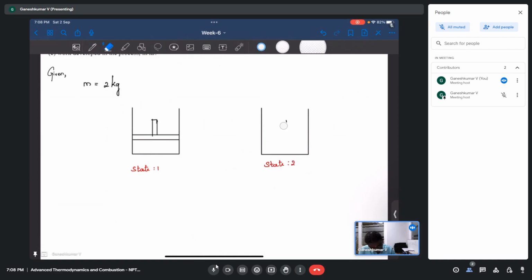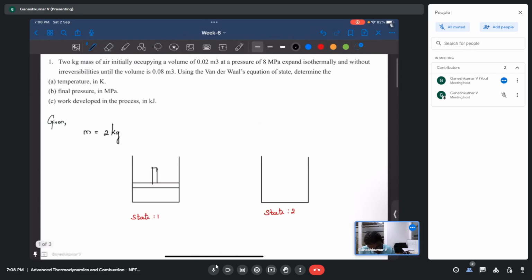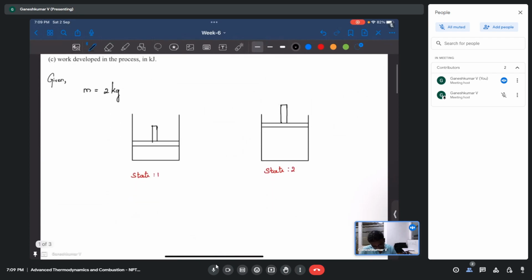During this expansion process, volume increases. Let me draw that. In this case, pressure is also rising. Usually we draw this free piston cylinder arrangement when we go through a piston pressure process. But for now, let's assume this is from state 1 to state 2. State 1 to state 2 it goes.